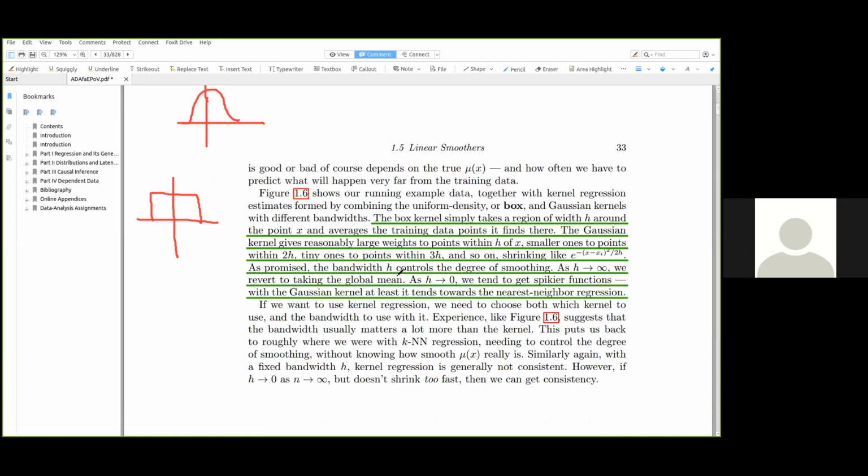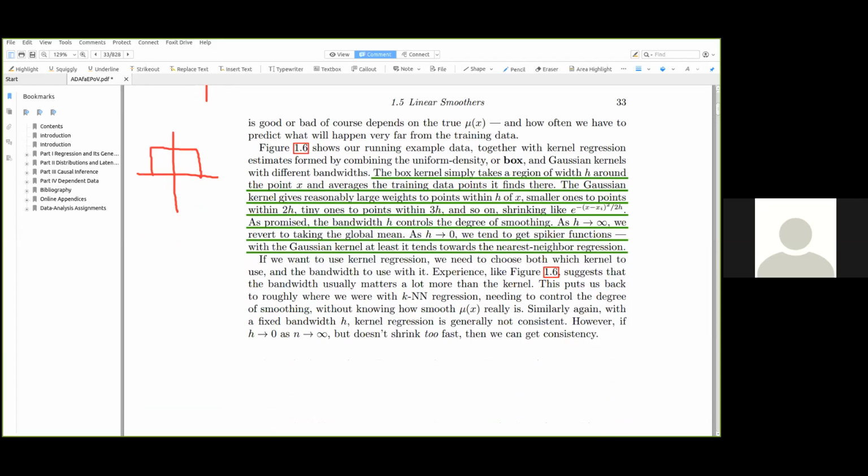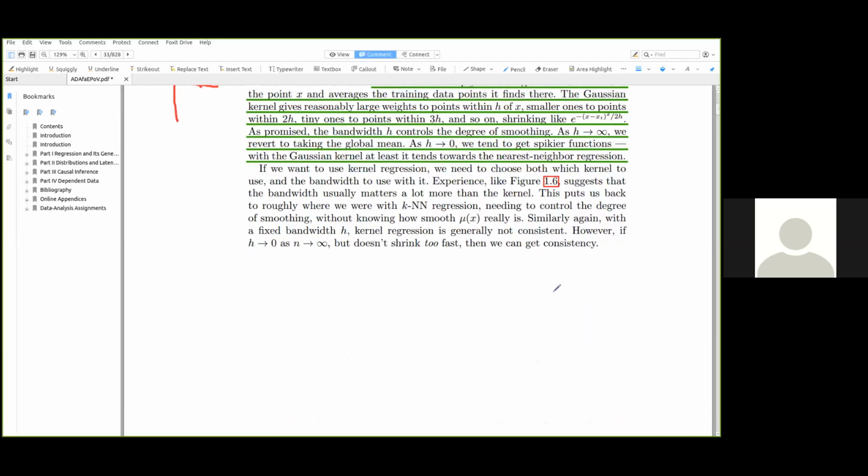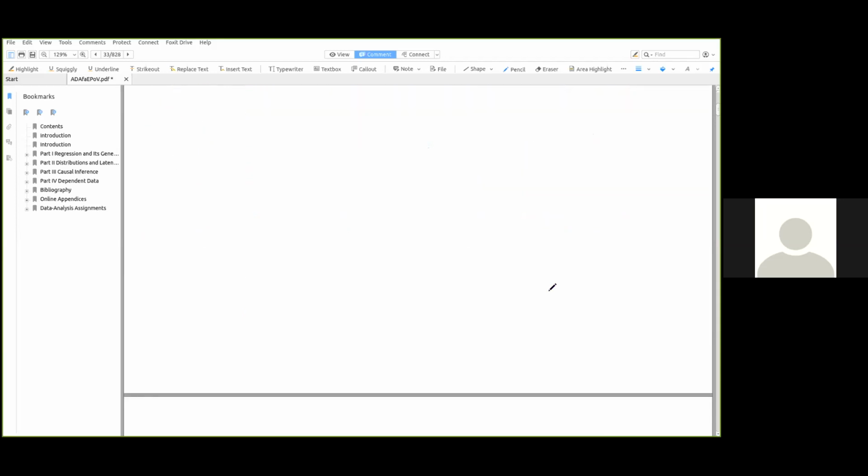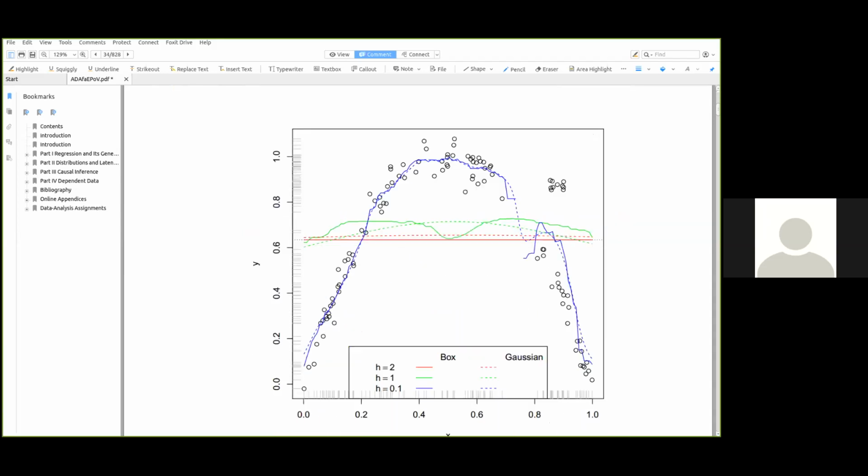So the bandwidth h controls the degree of smoothing. As h tends to infinity, you are basically taking the global mean. As h tends to 0, as with nearest neighbor where we use k equal to 1, we tend to get a spikier function. So depending on our situation, we need to know what h to use. I think we cover that in the later chapter, the third chapter, model evaluation.